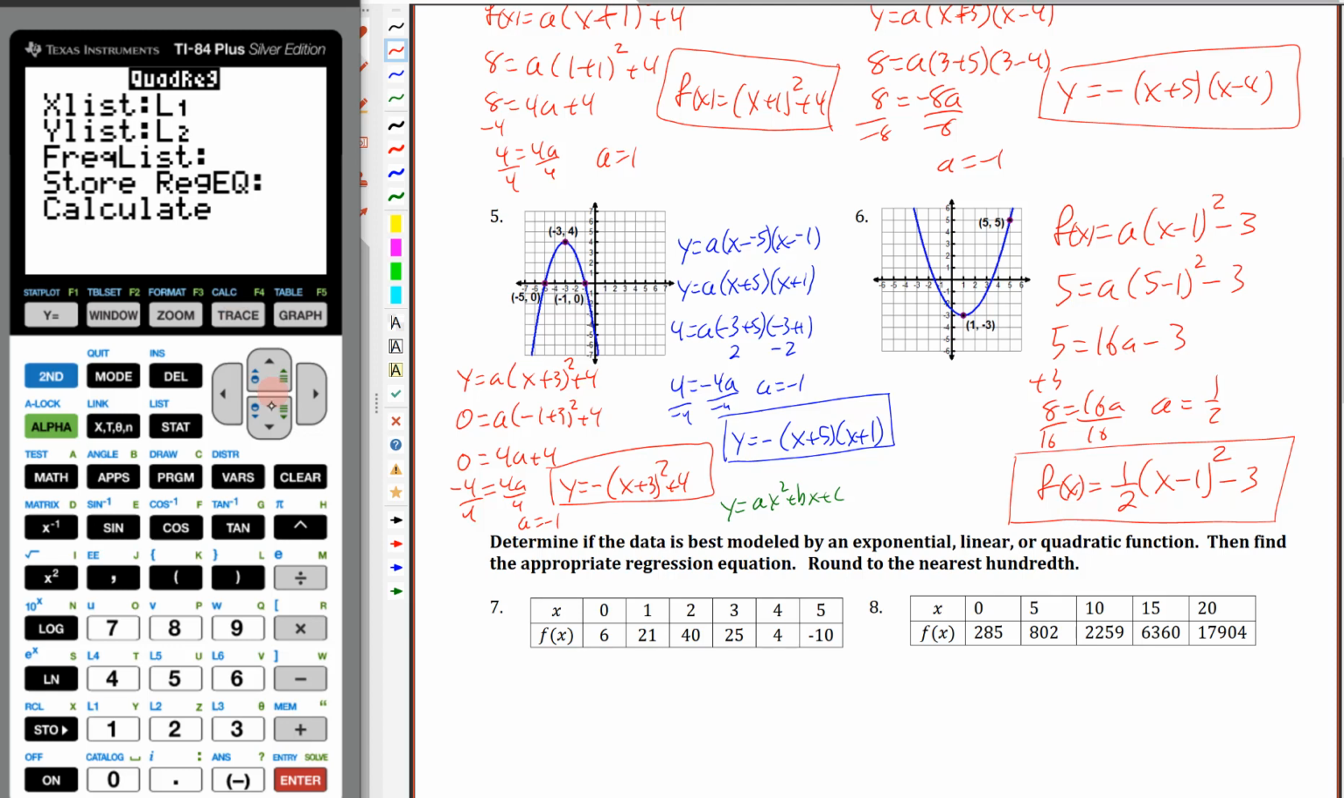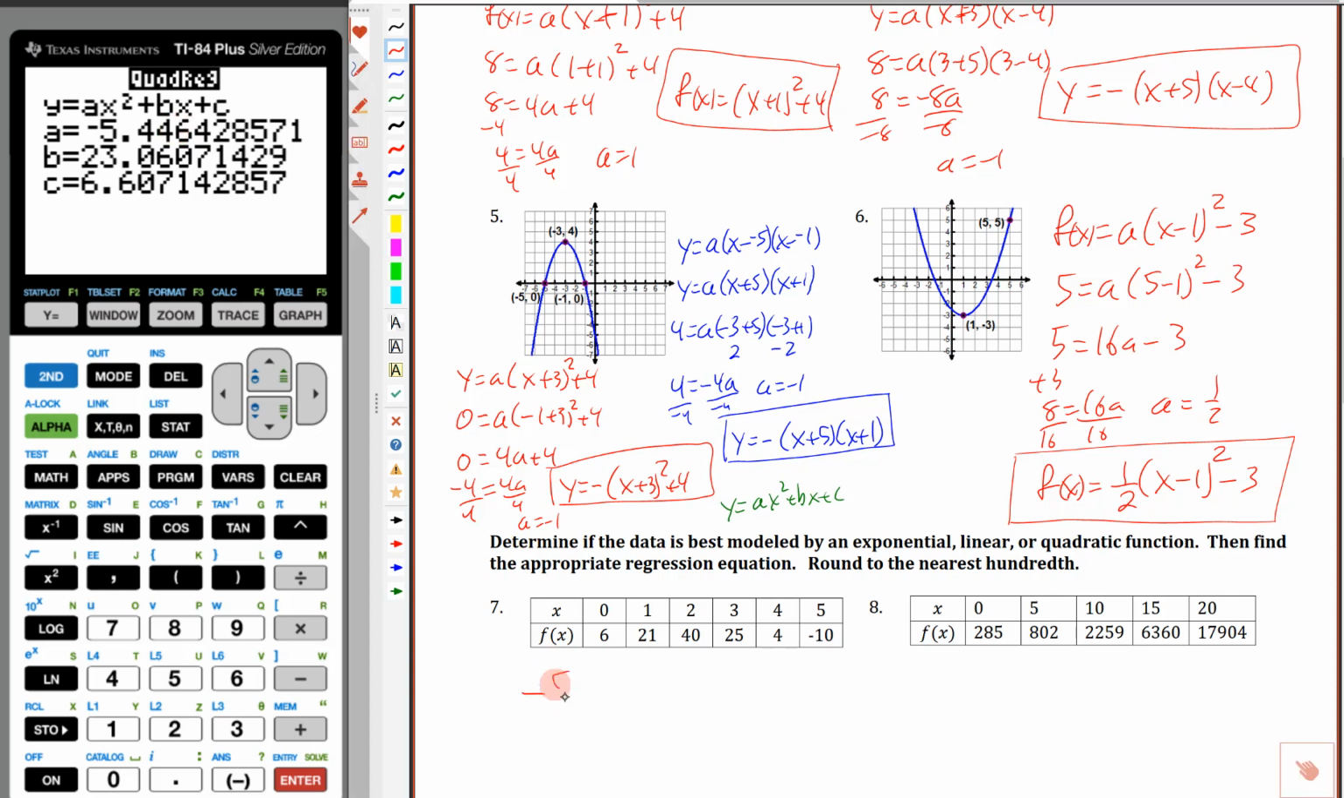There's our L1 and L2. We don't have to worry about storing the regression equation or anything like that. And we are going to round to the nearest hundredth if it doesn't work out well. So here's what we end up with. The A is negative 5.44 or 45. So 44, 45, that's going to be negative 5.45 x squared. The B is going to be 23.06. So this is going to be plus 23.06 x.